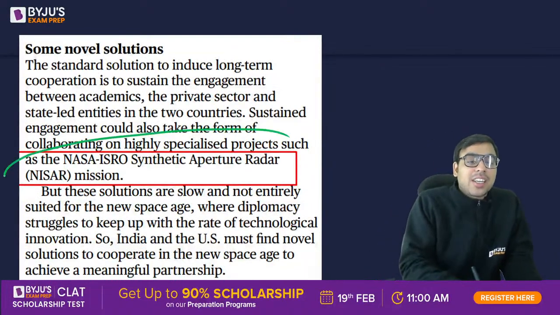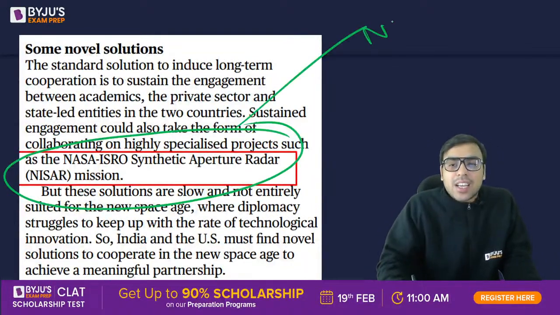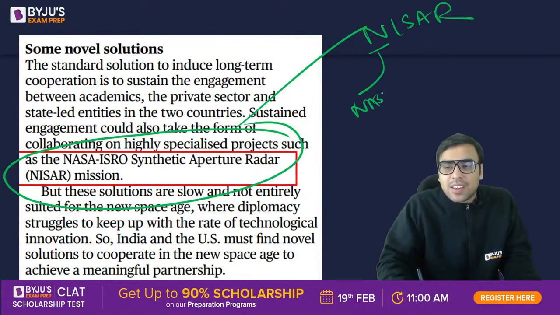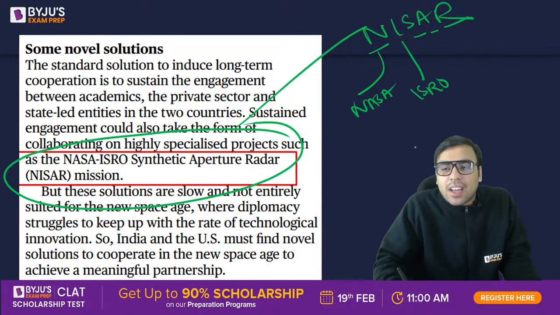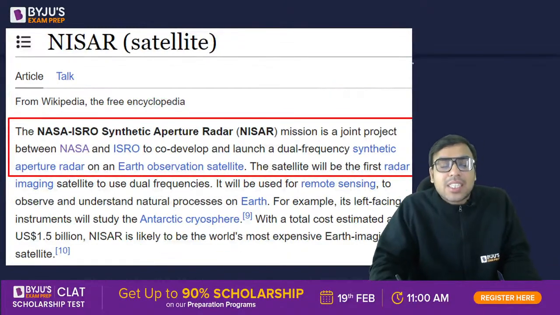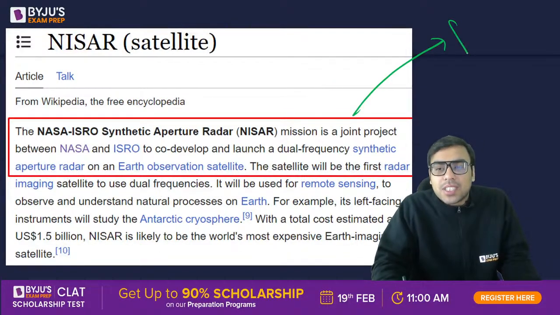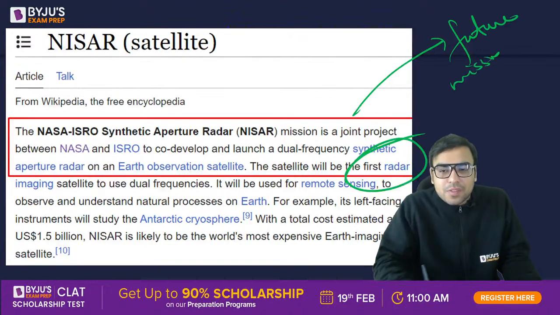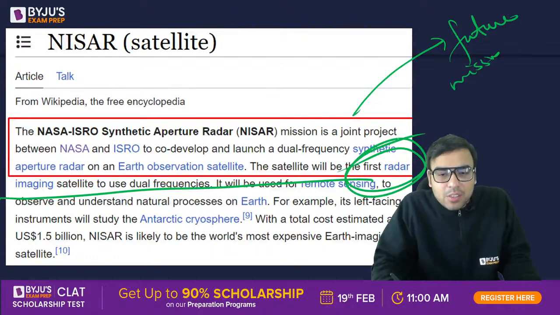So the NISAR full form is NASA ISRO Synthetic Aperture Radar. N for NASA, I for ISRO, Synthetic Aperture Radar. In fact, you must be knowing it. This has not been launched, but it is a future mission, and we hope that in the future it will be launched. It is a radar imaging satellite to use dual frequencies. Just have an idea about it.